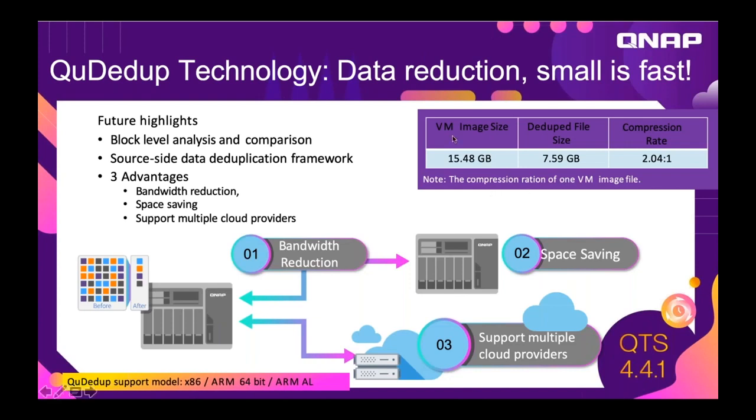So for example, this VM would be a single file. A 15.48 gigabyte VM can deduplicate to a 7.5 gigabyte because the blocks within the file can be deduplicated. Now this does not just save space, but the backup happens faster, and that's because when you send the backup through the network, you don't have to send 15.48 gigabytes through the network, you just have to send 7.59 gigabytes in this case. Less bandwidth taken up, backup happens faster.